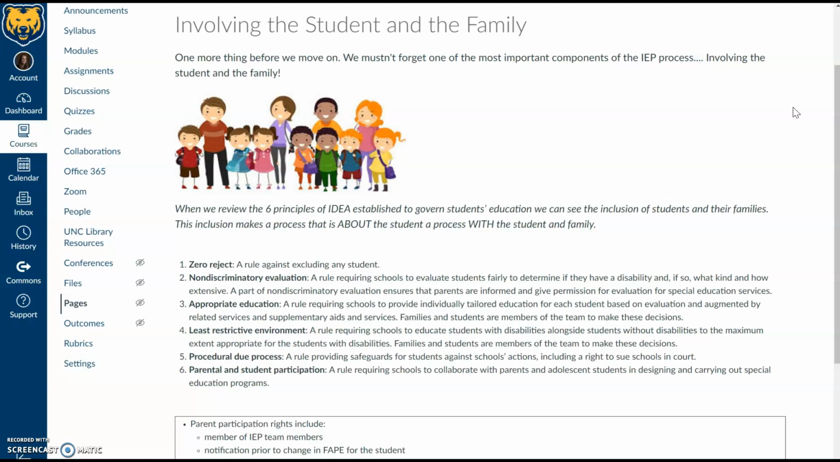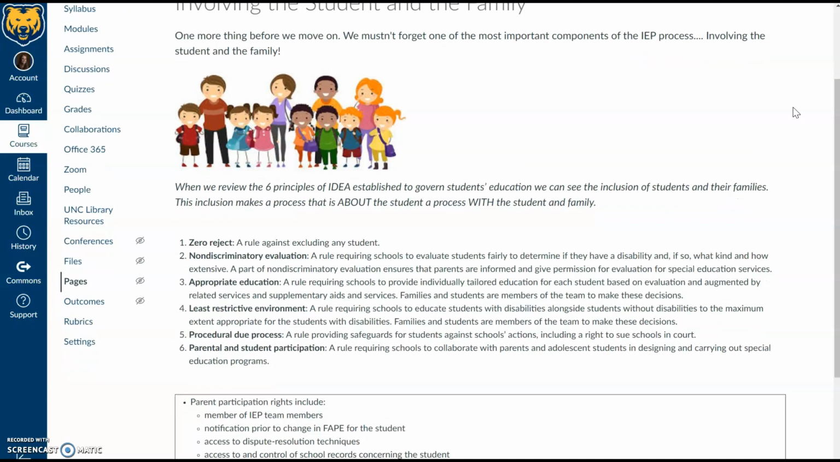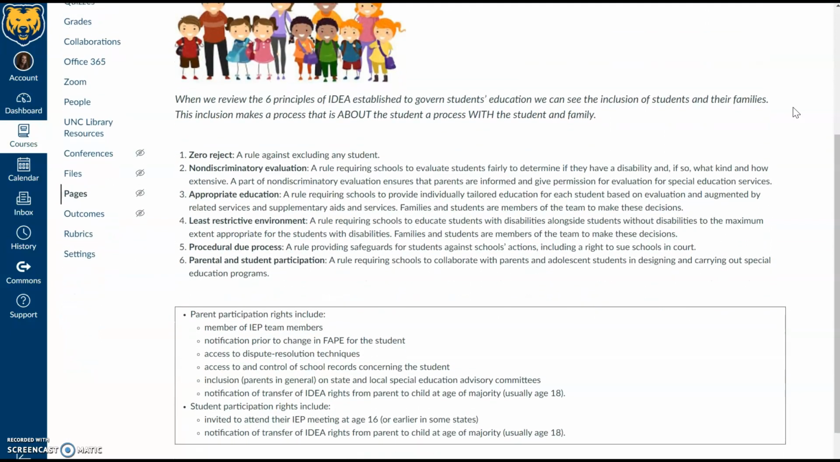Here is a page about involving the student and family. Obviously, this is essential. You'll see the word parent here on occasion as you read through this. Just remember that would apply to guardian. It could be foster parent. It could be a family member who is not a parent. It's whoever is responsible with educational custody for the child at that time. And that may be one person or more than one person.